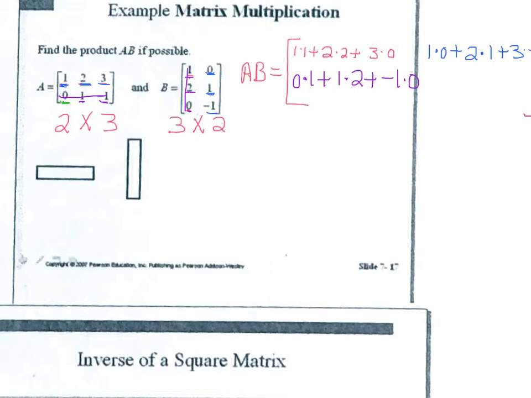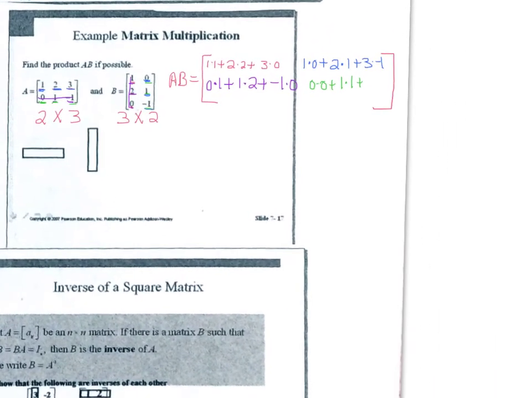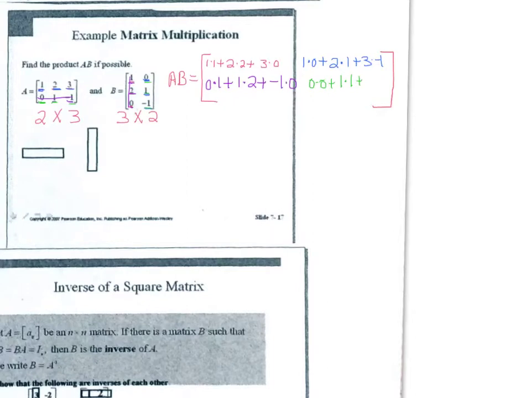Now second row, second column. So it's 0 times 0, then 1 times 1, plus negative 1 times negative 1. Let me move that a little bit this way and simplify all that down here. Yes, so it's negative 1 times negative 1. Now all I have to do is just simplify that. Okay, so AB equals, now let me just simplify that.